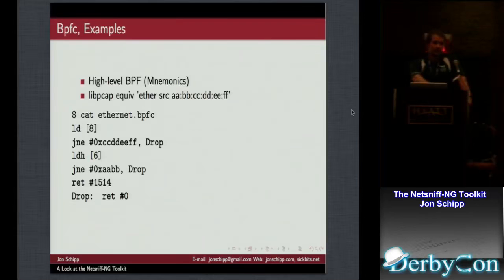And then if it is equal to CCDEFF or the MAC address, then we'll jump to the next instruction, which is load H. We're loading a half word there, 16 bits, 2 bytes, and we're loading the other 2 bytes. This is based on the endianness. So AABB, that's the rest of the frame, the source MAC portion of the frame. And if that is equal, then we return 1514. If that is not AABB, then we'll return nothing. We don't match the packet, we don't return these.